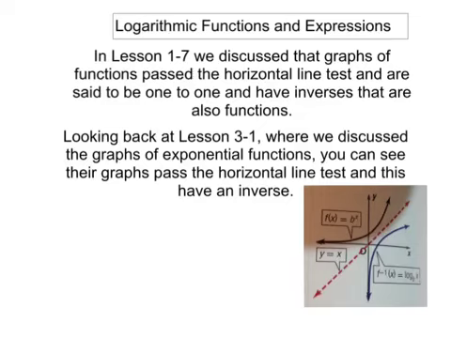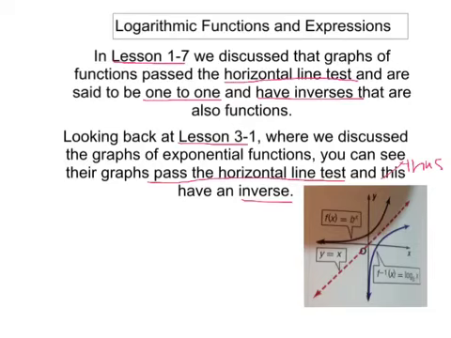Before we do this, we need to review some information we learned in Lesson 1-7. In that lesson, we discussed that graphs of functions that pass the horizontal line test are said to be one-to-one and have inverses. Now, looking back at Lesson 3-1, where we discussed the graphs of exponential functions, you can see that the graph of an exponential function passes the horizontal line test and thus has an inverse.